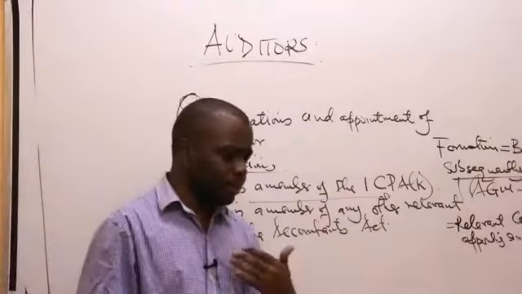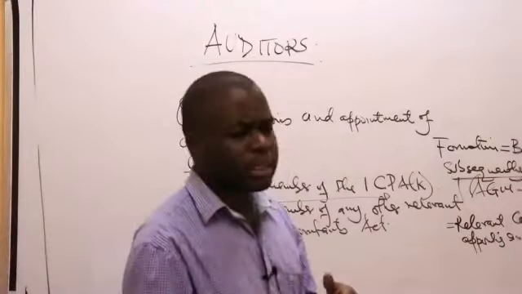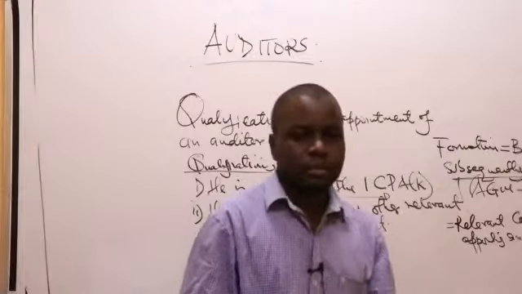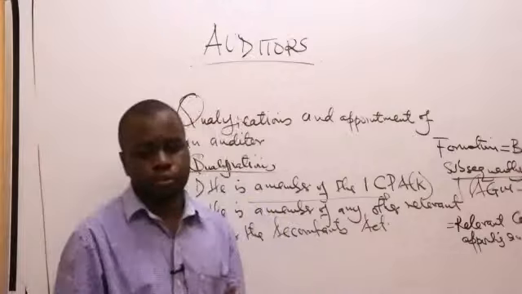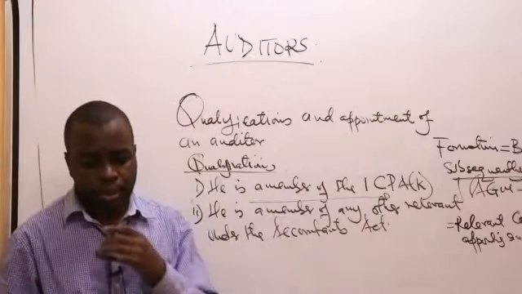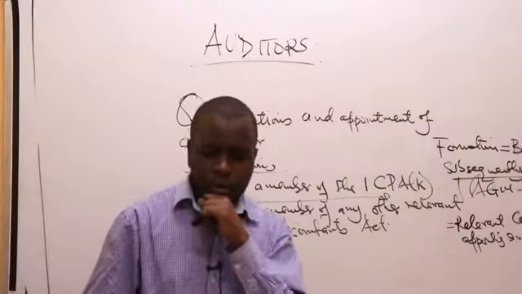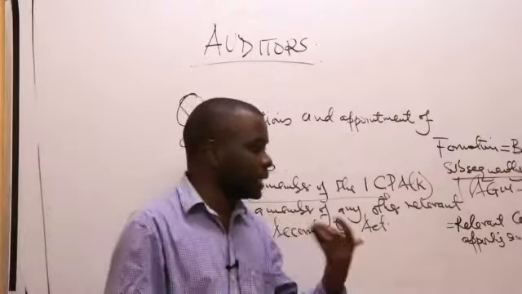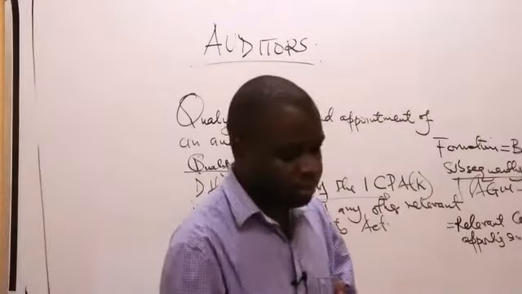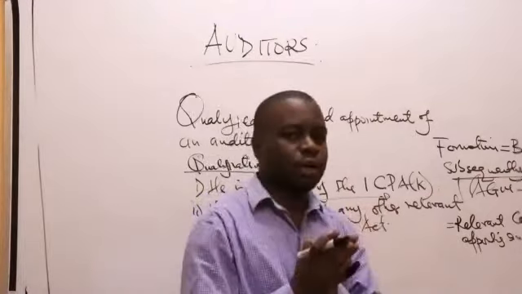Or maybe if the members feel that they're not comfortable with his actual work, so they decide that they'll pass a resolution for him not to be reappointed as the auditor of the company. So they decide to appoint another person. So those circumstances can actually make the auditor not to be reappointed.